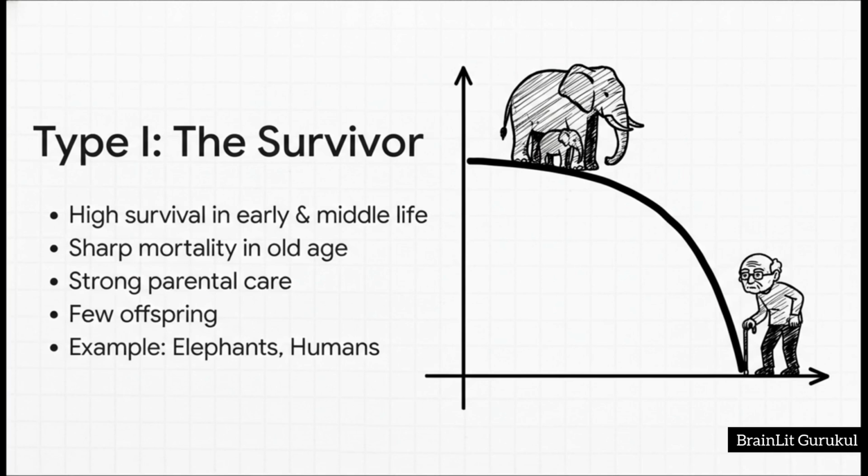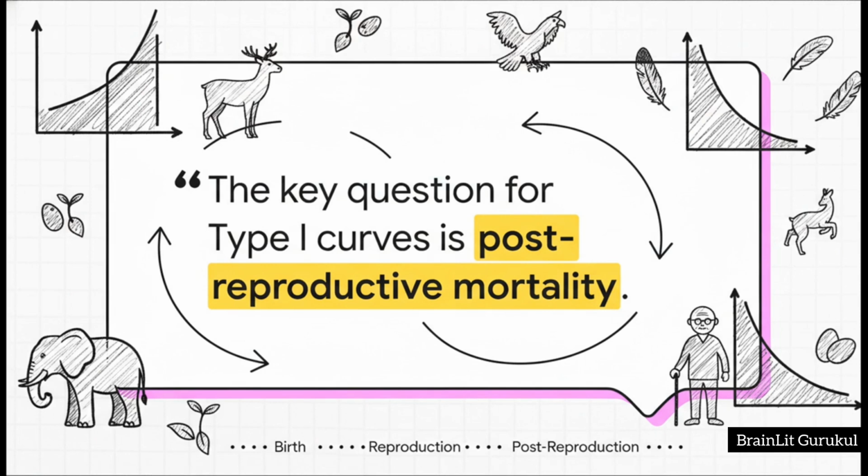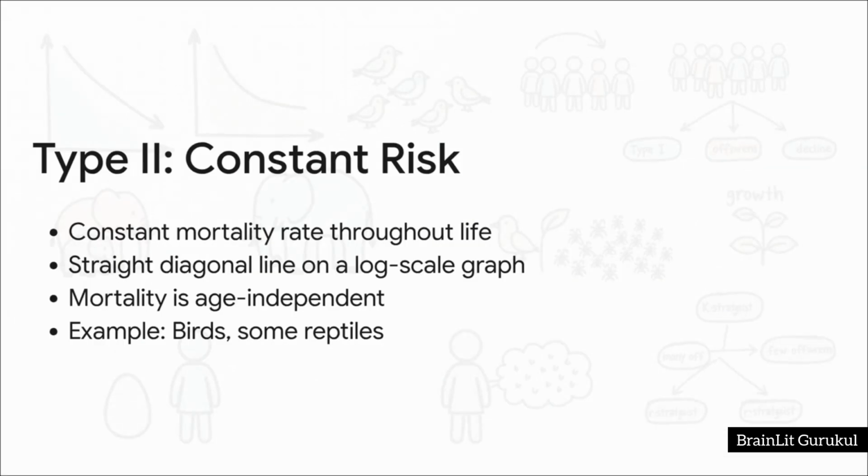This is the classic strategy for species like us and elephants. You invest a ton of energy into just a few offspring to make sure they survive. And here is a super important insight, especially for those of you studying this stuff. For a type 1 species, making it to adulthood is pretty much expected. The real scientific puzzle, and where a lot of research is focused, is figuring out what causes mortality after they're done reproducing. Next is the type 2 curve.